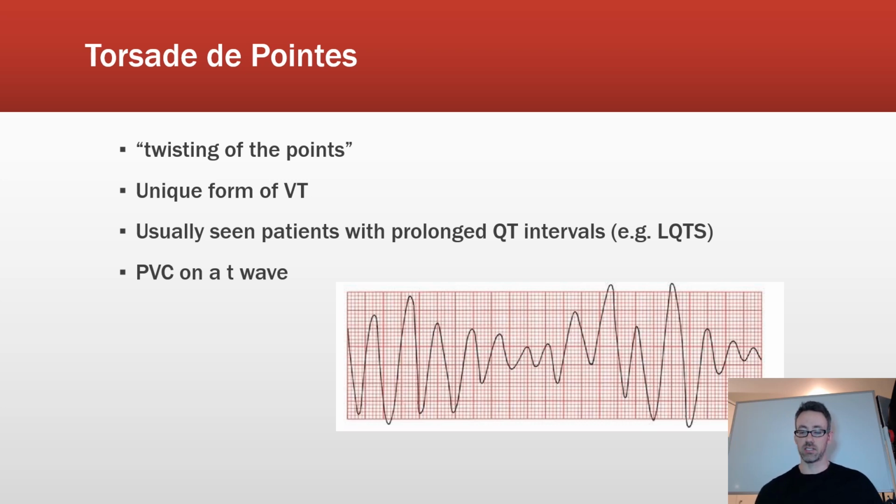And the VTAC has a very characteristic look to it. So you can see down here this sort of sinusoidal waveform where it's large amplitude and then little amplitude and then large amplitude again. And it almost looks like it's twisting. And so that's why they call it twisting of the points. It's very characteristic. So I would refer to that as torsades. And it has a unique way in which we would treat it.